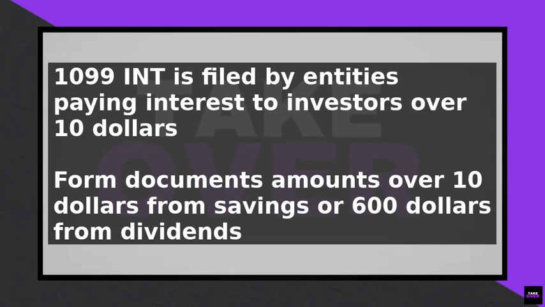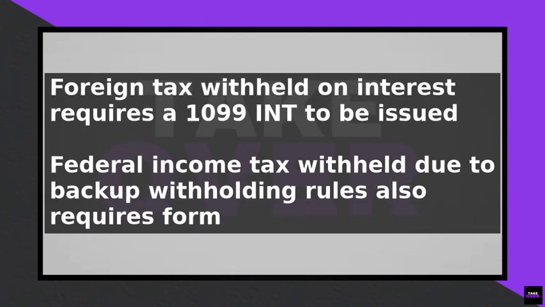If you did not receive a 1099 INT but know you earned more than $10 in interest, you should contact the issuing institution, as not receiving the form does not excuse you from paying penalties and interest on unreported income. Additionally, if you receive the form after you have already filed your return, you can file a Form 1040X to amend it. It is also important to note that if someone had foreign tax withheld on their interest or had federal income tax withheld due to backup withholding rules, they should receive a 1099 INT.